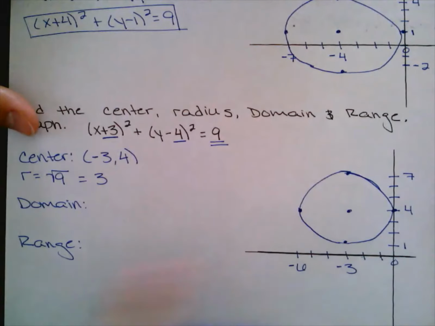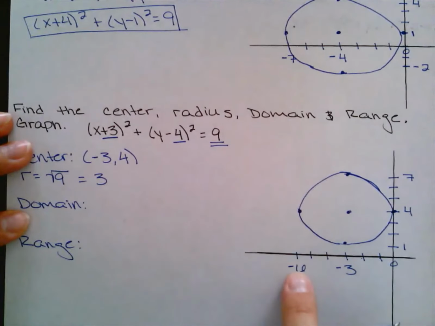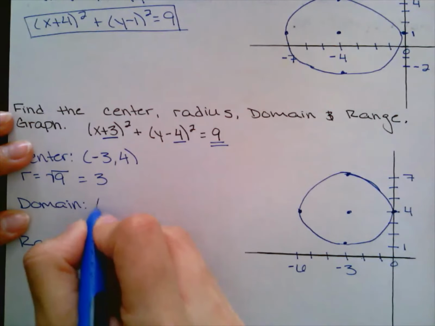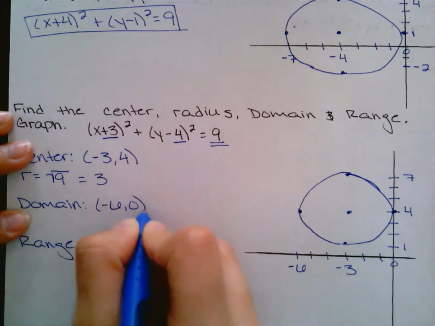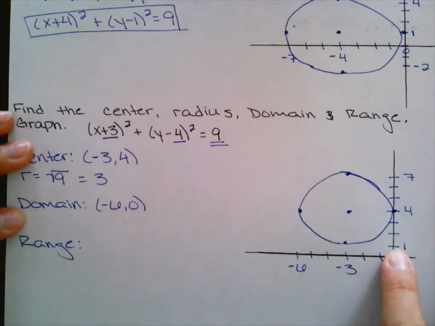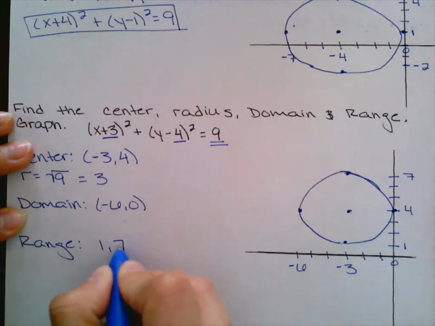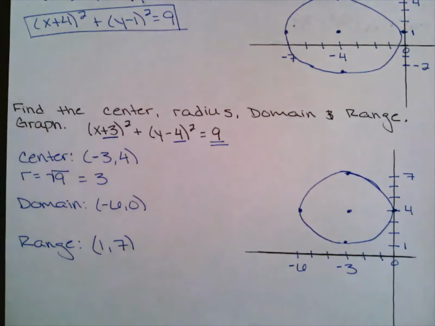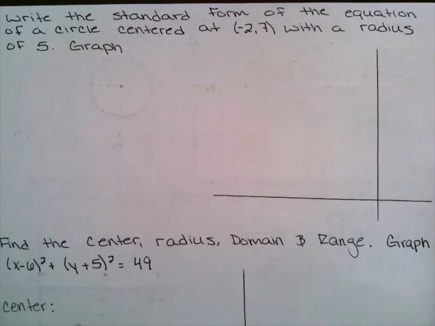Now I can see my domain, which is furthest left to furthest right with my x values, -6 to 0. And then my range, from lowest to highest, is going to go from 1 up to 7. And you are done with this question. So we're going to repeat the same two styles of questions. I encourage you to pause this video, try them on your own, and then play to see the work. So let's go ahead and check these out.